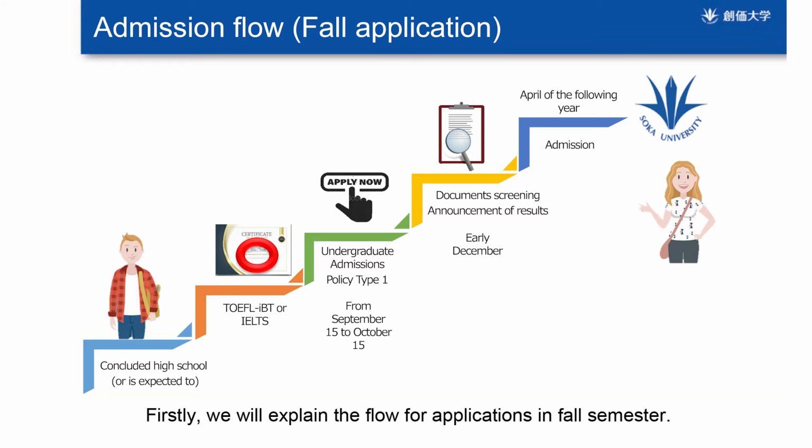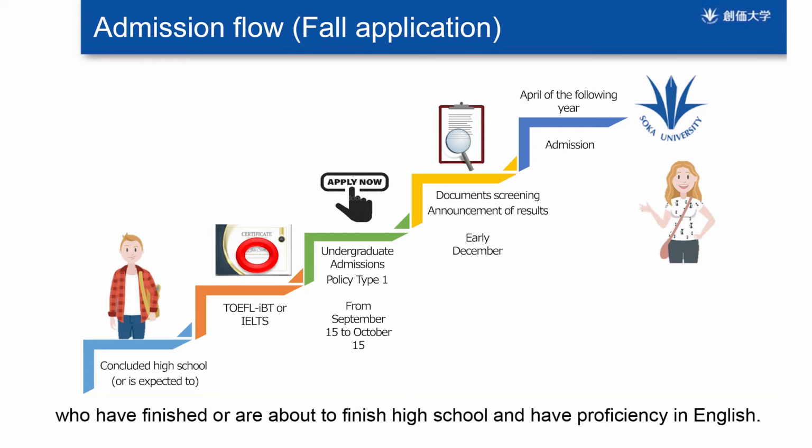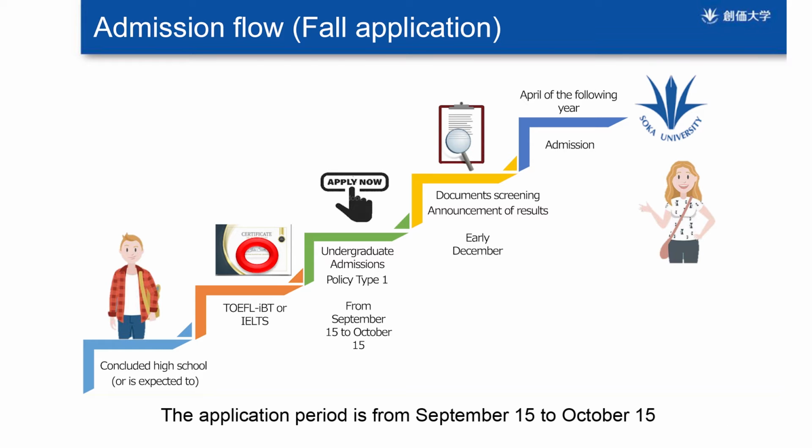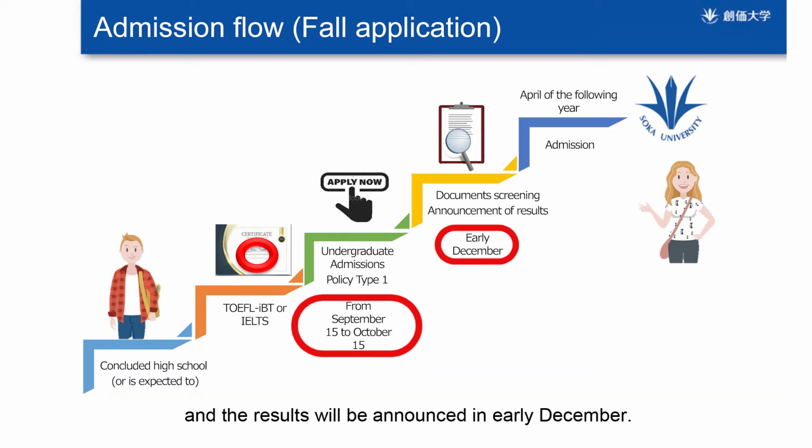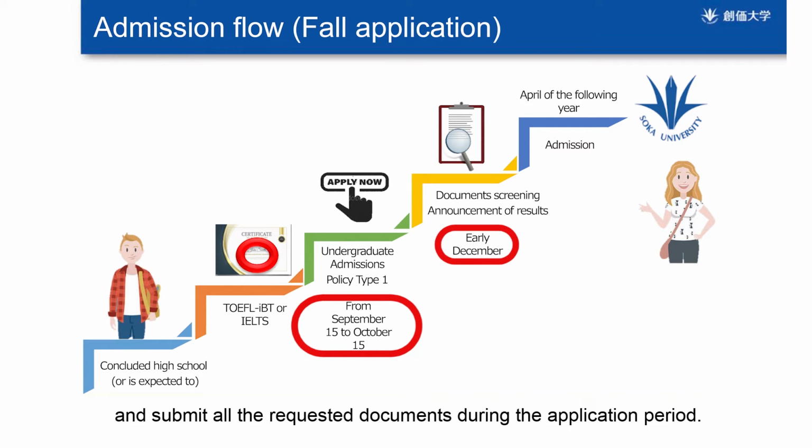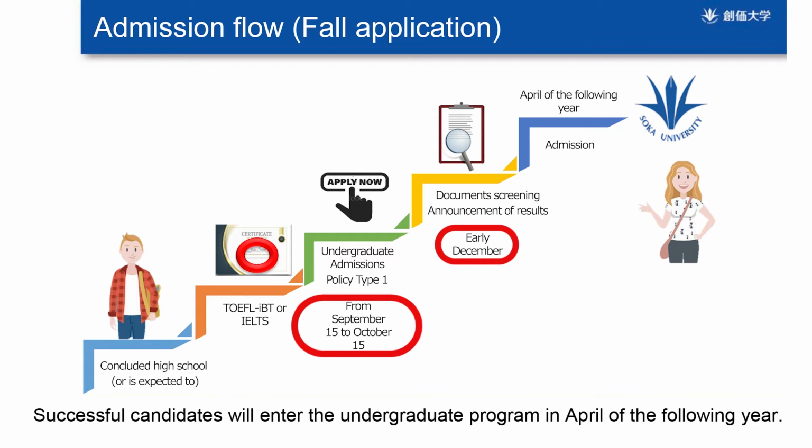Next, we will explain the flow from application to enrollment for each period. Firstly, we will explain the flow for applications in fall semester. This program is focused on candidates who have finished or are about to finish high school and have proficiency in English. The application period is from September 15th to October 15th, and the results will be announced in early December. The selection is based on document screening. Read the application guidelines carefully and submit all the requested documents during the application period. Successful candidates will enter the undergraduate program in April of the following year.